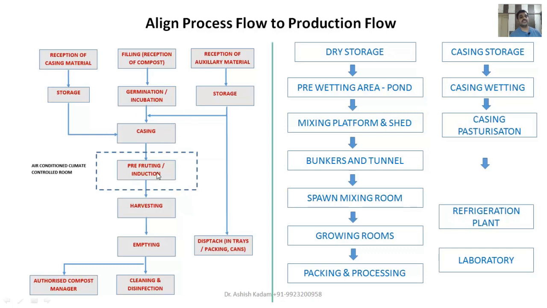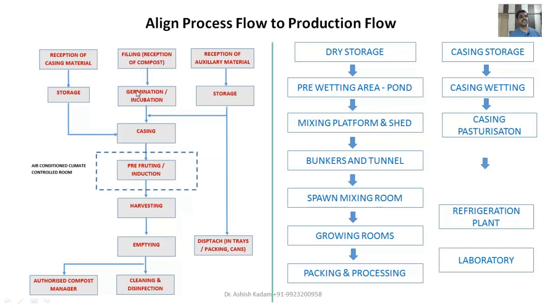After this process, the pre-fruiting, or what we call the pinning phase, starts. Here the pinning phase will start, where we provide an air conditioned environment, and after the pinning you will get the button mushrooms. Once you get the right size of button mushroom, the harvesting will start, and after harvesting maybe 2 or 3 flushes, we will start emptying the compost. Then we will pasteurize, disinfect the entire growing area, and this compost we have to dispose of at a right safe place.